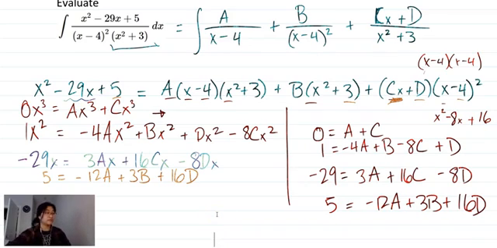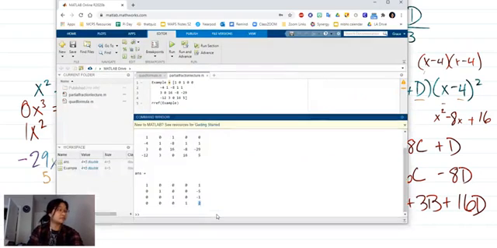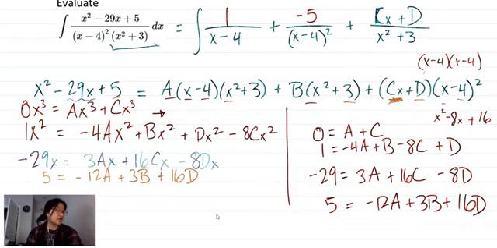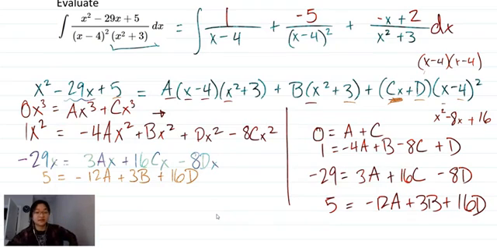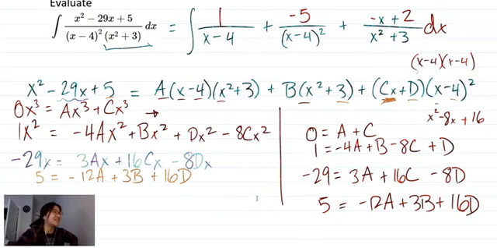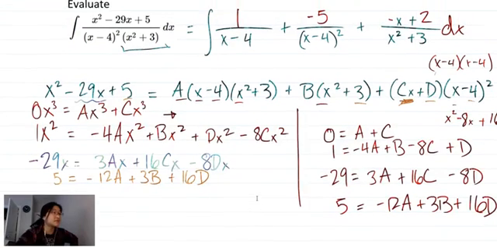So, what was it? A is 1, B is negative 5, C is negative 1, and D is 2. Alright. Well, that's nice. I feel like we can do some stuff with that. So, let's see. Where should we go? Should we go down? Yes, we should.